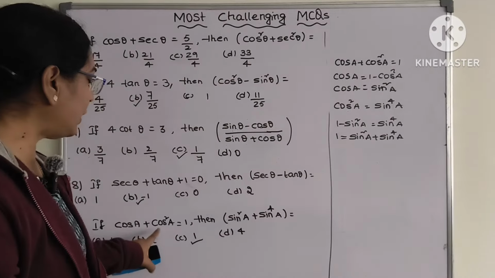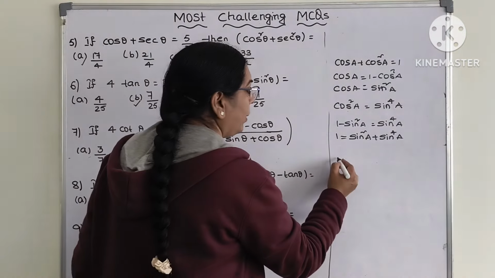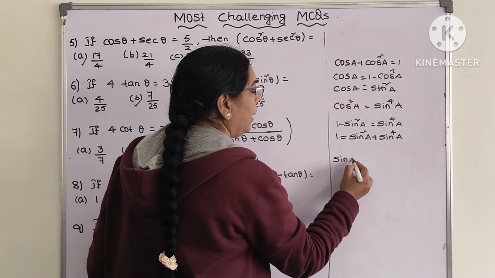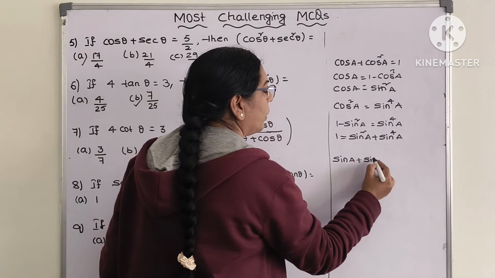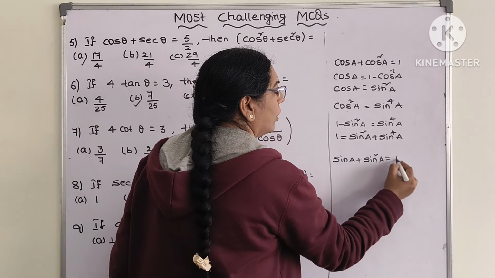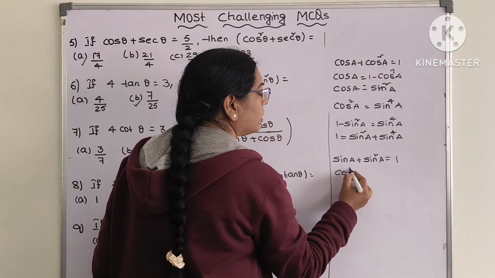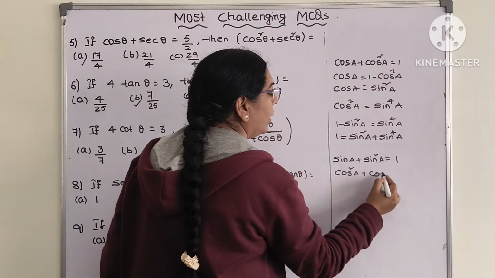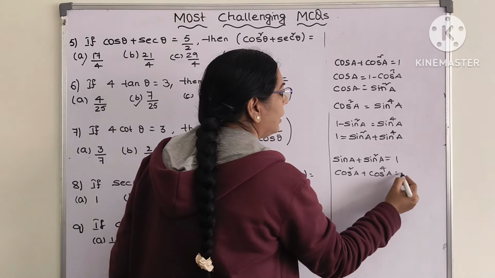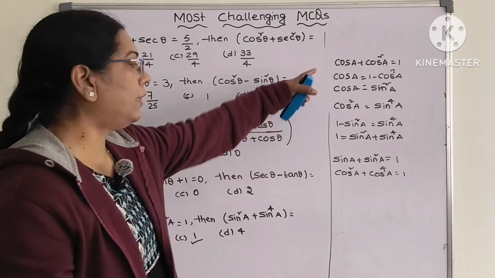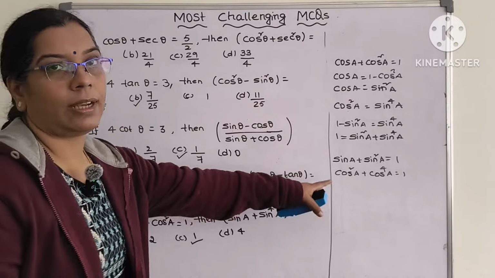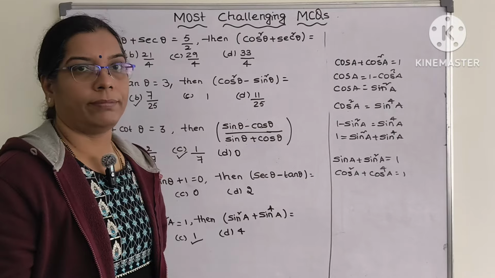Here they gave cos a plus cos square a as 1. They may also say sin a plus sin square a is 1. Then find the value of cos square a plus cos power 4a. Still the answer would be 1. Either they may give this kind of question or that, the answer would still be 1.